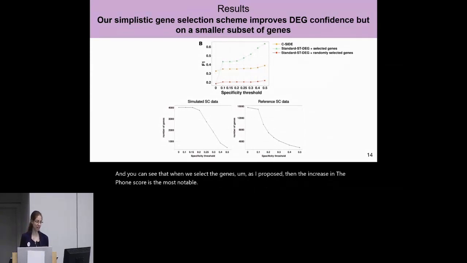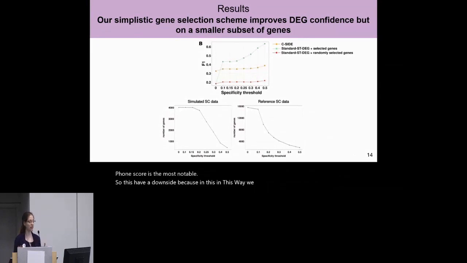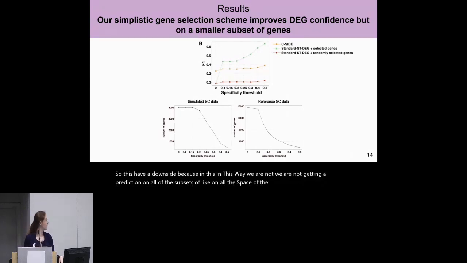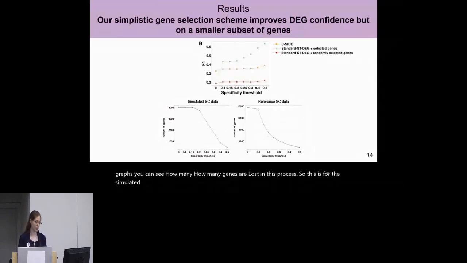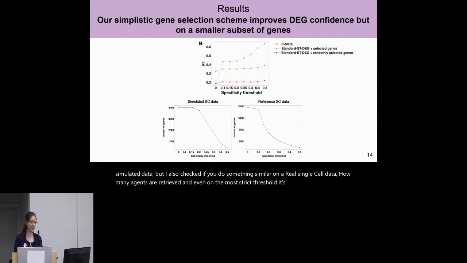This has a downside, because in this way we are not getting a prediction on all of the space of the genes. On the bottom two graphs, you can see how many genes are lost in this process. So this is for the simulated data, but I also checked, if you do something similar on real single cell data, how many genes are retrieved. Even on the most strict threshold, it's still a quite useful number of genes.